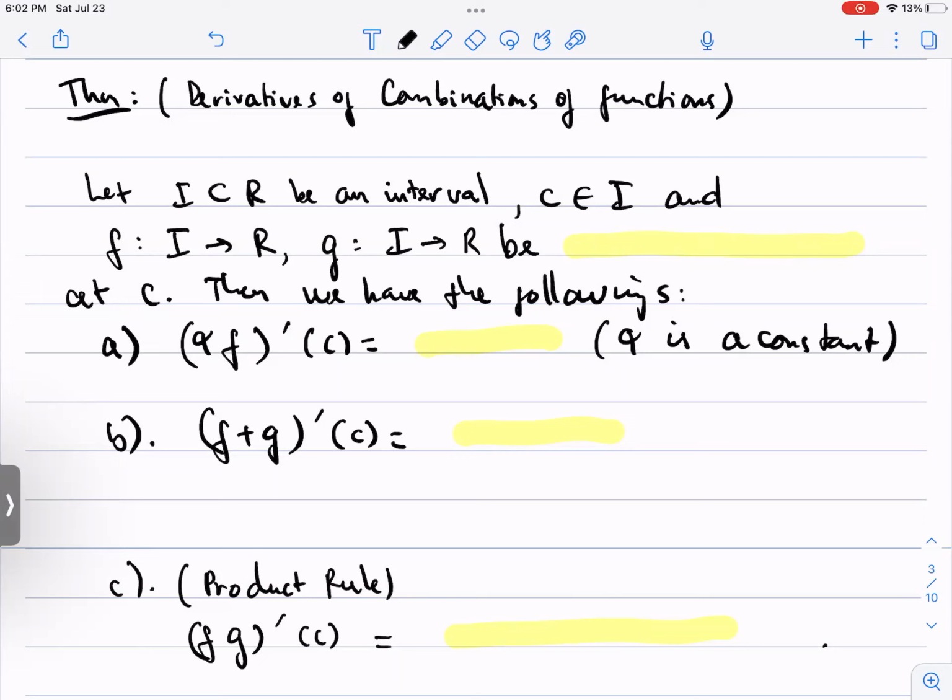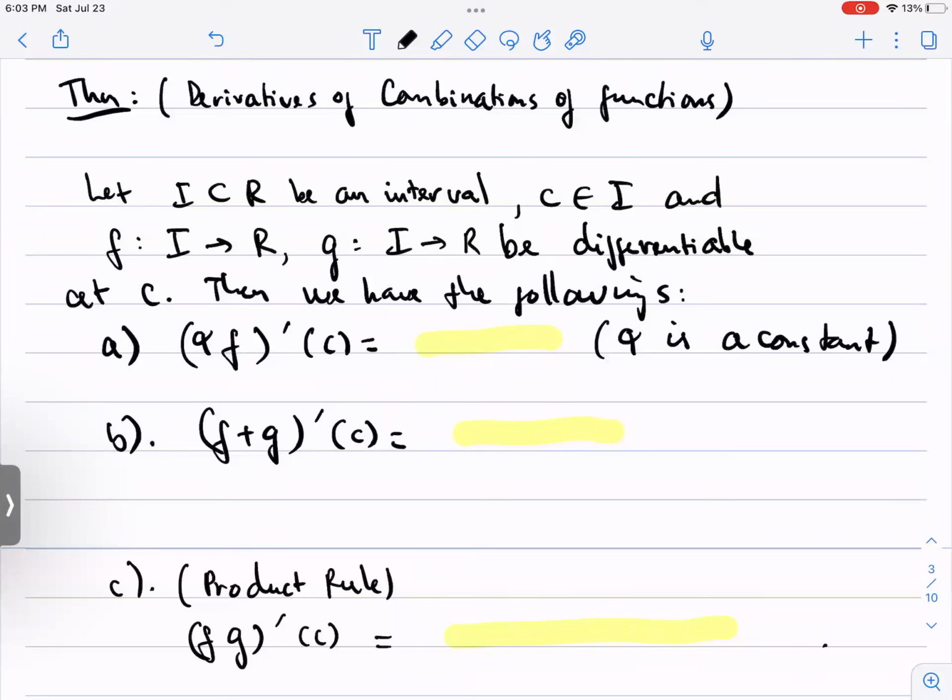So this is very common in mathematics. We're trying to develop a general rule that is applicable in a wide range of applications. So going back to this theorem, let I be an interval inside the set of all real numbers, c an element in this interval I, f a function from I to R, and g another function from this interval I to the set of real numbers R. Let us assume that these functions are differentiable at some point c.